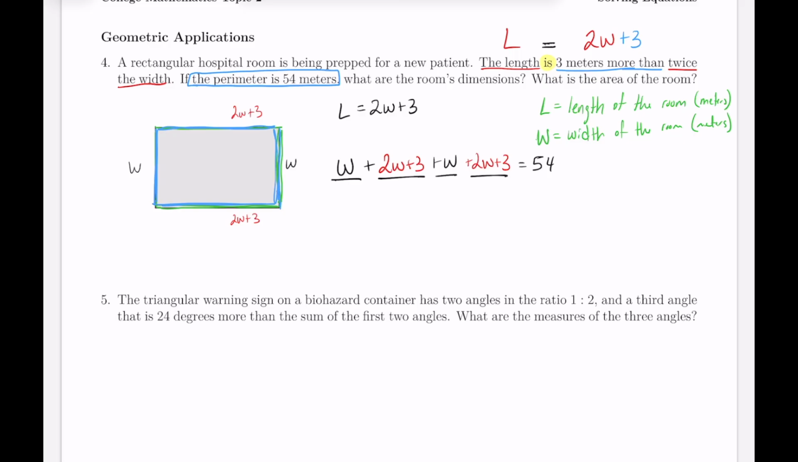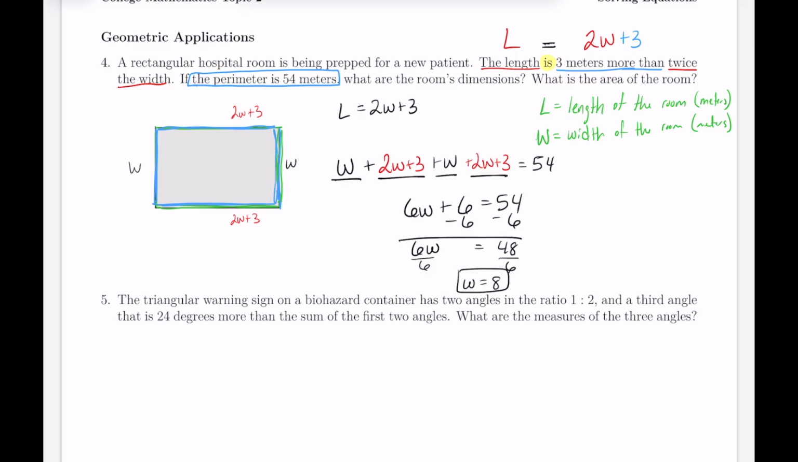When we look at combining like terms, we combine all the W's on one side. I have 6W, and we combine the constants, and we have 6W plus 6 equals 54. I'll subtract 6 from both sides. Get 6W equals 48. And then I'll divide both sides by 6 to get W equals 8. Now I box it and move on, right? Because that's what I do. Nope. I want you to think about this. What didn't I do? I didn't identify the question.